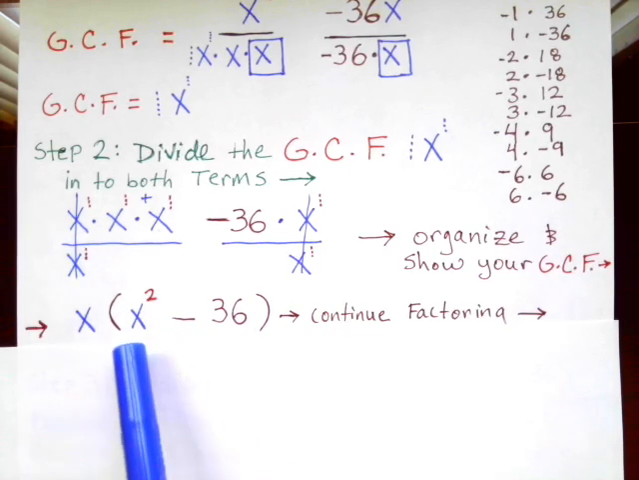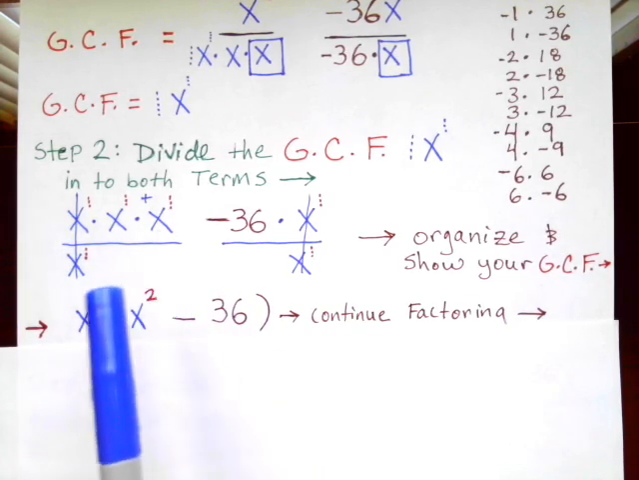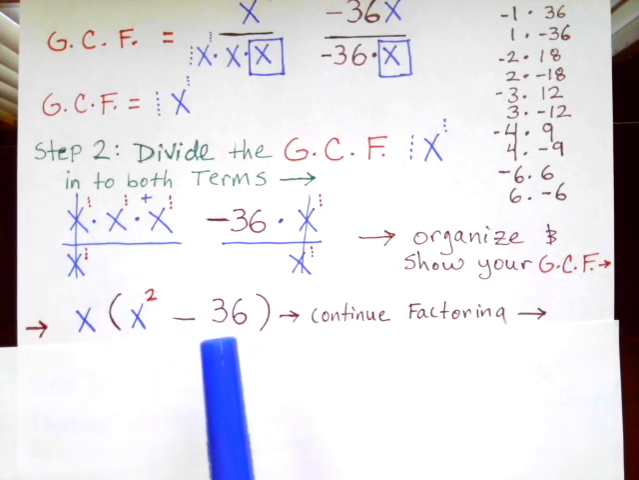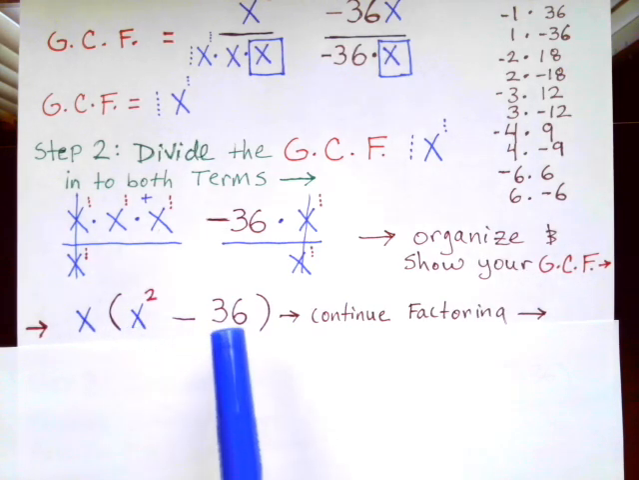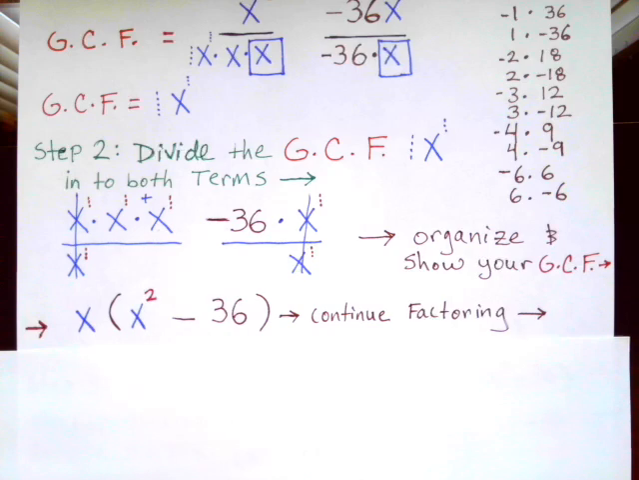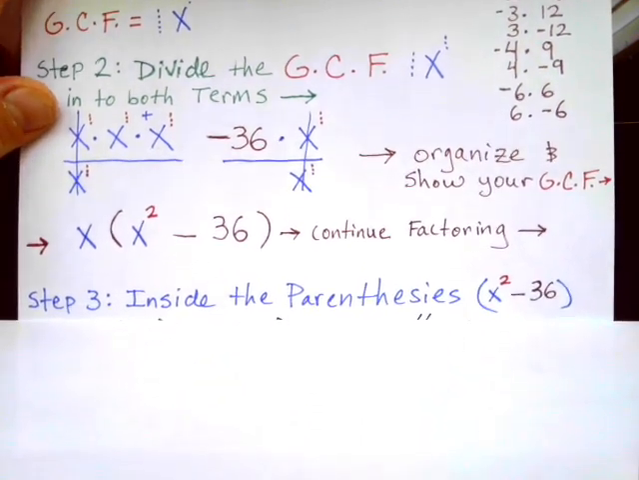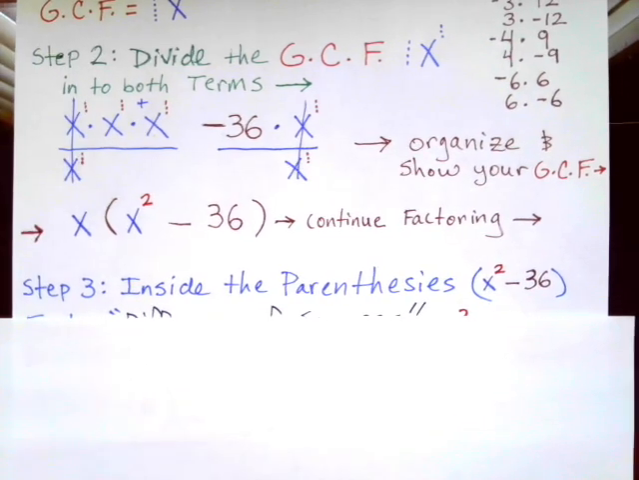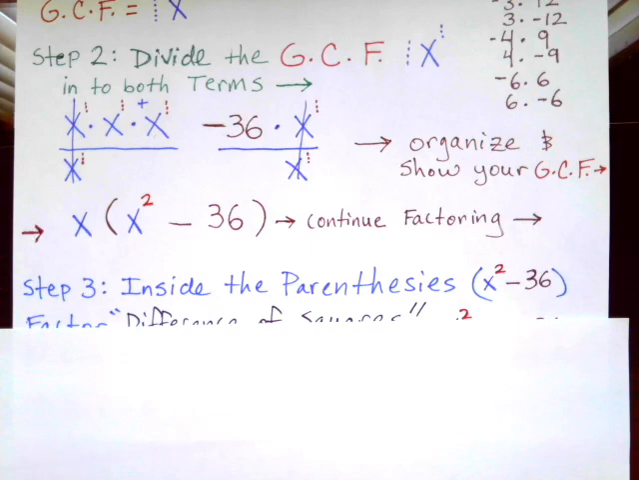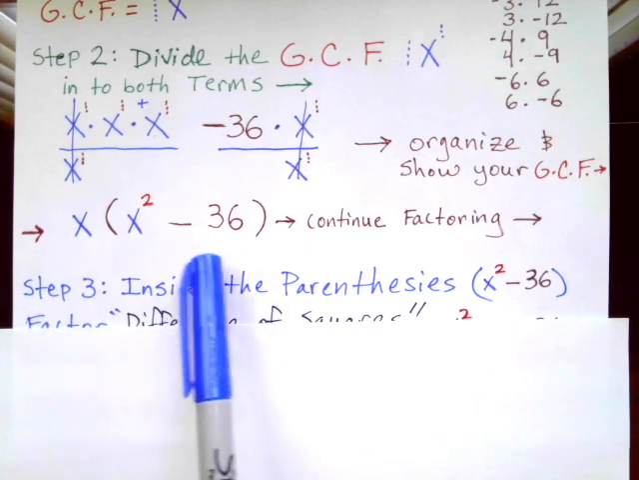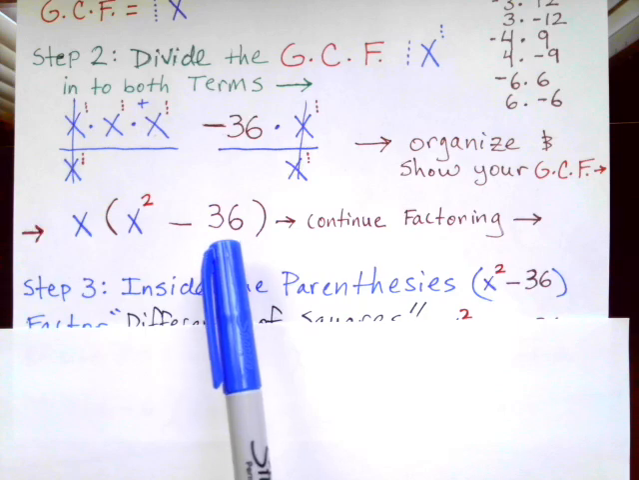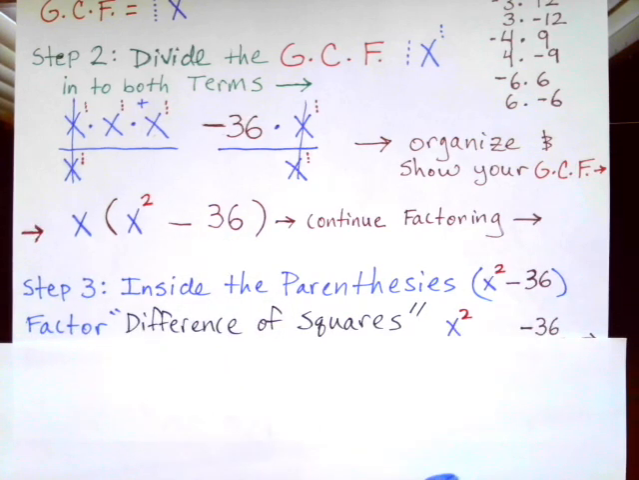And so from here, I'm going to have to continue to factor what's inside the parentheses. And this is called the difference of squares, right? Because x is a perfect square and a 36, excuse me, is a perfect square, right? And I'll show you that in a moment. So we're going to continue factoring what's on the inside. All right. So step 3 is to continue factoring what's inside the parentheses, the difference of two squares. It's what I call, we're going to do reverse FOIL. And that's how we're going to factor the difference of two squares.